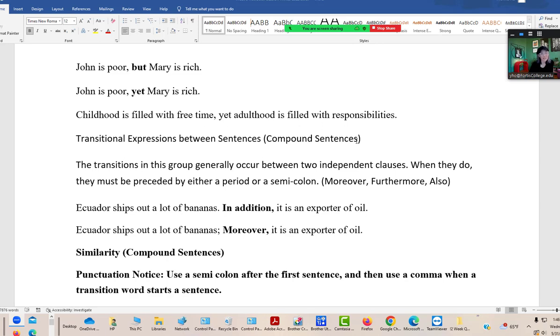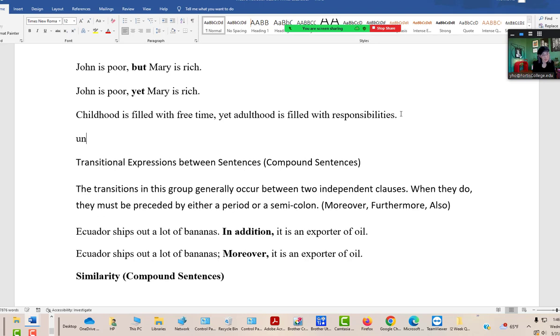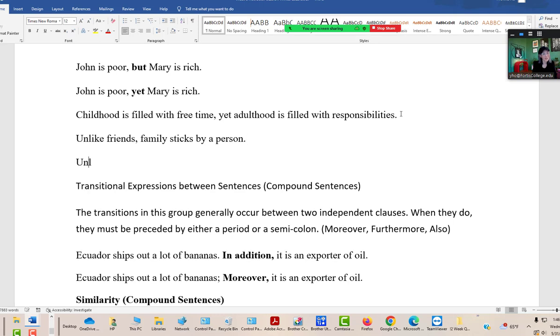And then you have, I think this one is friends versus family. Everybody had friends versus family. So unlike friends, family sticks by a person. Notice I try not to say sticks by you. Or unlike family, friends can be chosen.